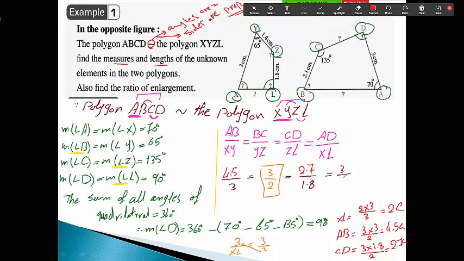What's the meaning of proportional? It means equal ratios. If we put it on the calculator, this one equals 1.5, and this one also equals 1.5, and this one 1.5, 1.5. All ratios equal 1.5. That is what proportional means. All ratios are equal.